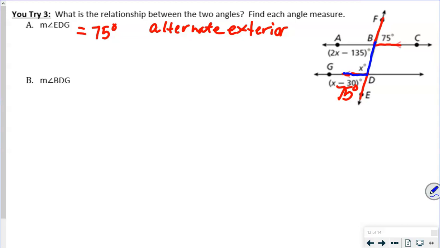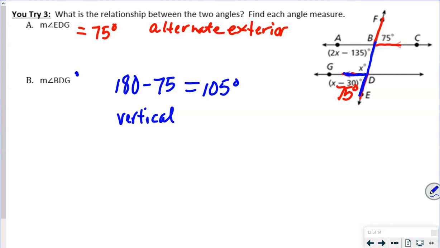BDG is right there. So that's that X measure, right? So once again, what do we know about these two angles right here? They are supplementary, right? They form a line. So we can say 180 minus 75, that equals 105. So these were vertical angles. That's what we use.